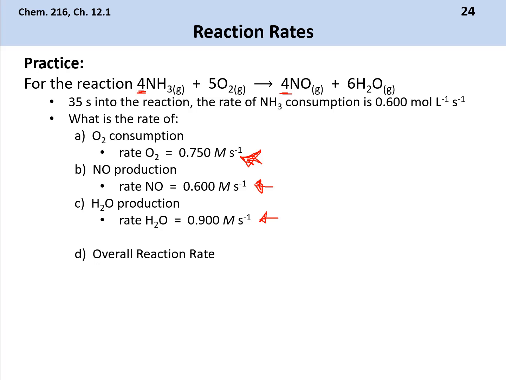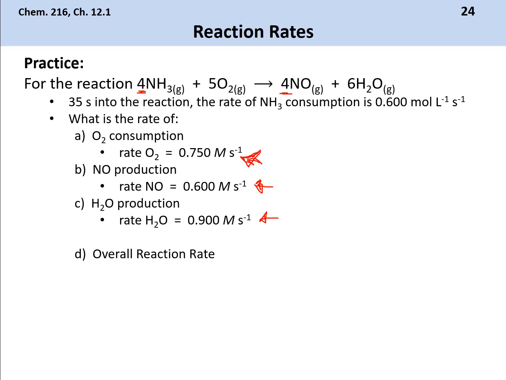I can take my rate and divide by the coefficient, and that's going to get me the overall rate. So in this case, it'll be 1/4 times that 0.6 mole per liter per second. Let me just write it in a way that's a little less confusing. And that's going to get me 0.15 molar per second.